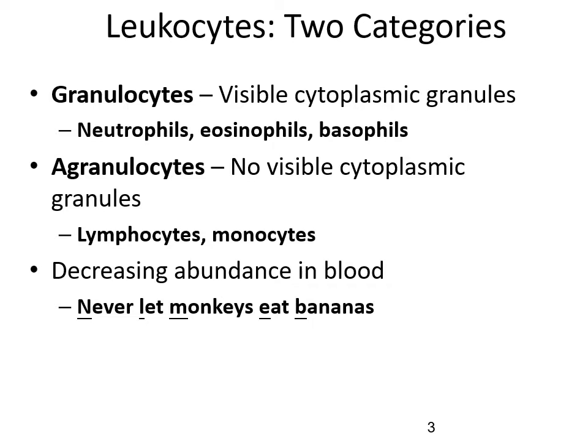And in decreasing abundance in the blood, if you remember the sentence, never let monkeys eat bananas, your most numerous is your neutrophil. Next is lymphocytes, monocytes, eosinophils, basophils.